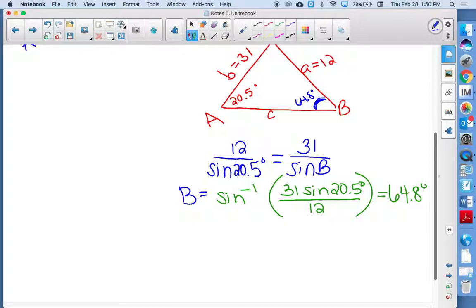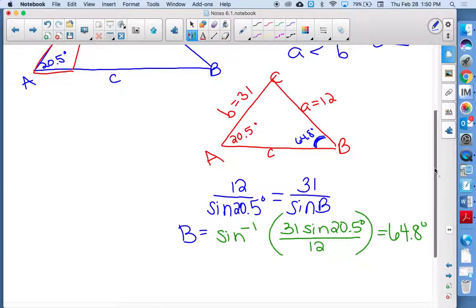Now, Virginia, how could we find angle C? So she said take 20.5 plus 64.8, subtract them from 180, and then that'll give you angle C.